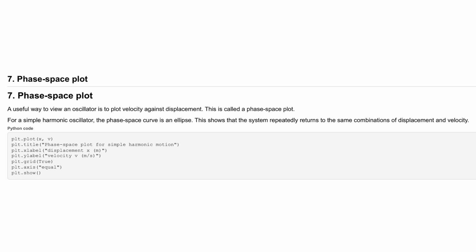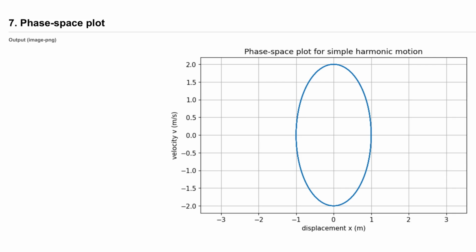A more sophisticated way to view this is through a phase space plot. Instead of plotting variables against time, we plot velocity directly against displacement. This part of the code sets up that visualization, using an equal axis scale to preserve the geometric relationship between the variables. The resulting phase space trajectory is a perfect ellipse. For a simple harmonic oscillator, this closed loop indicates that the system is periodic and conservative.